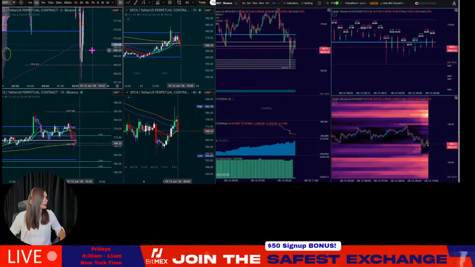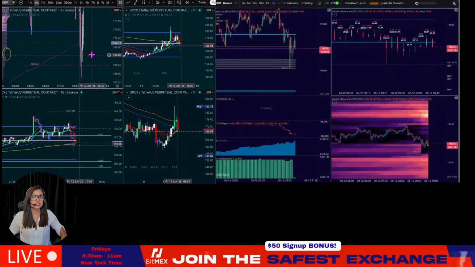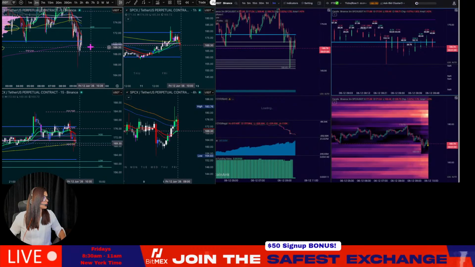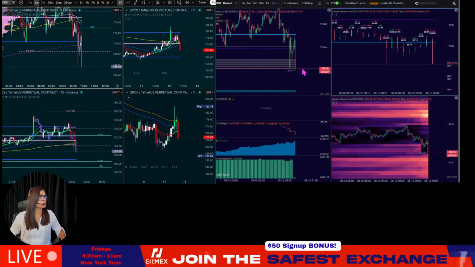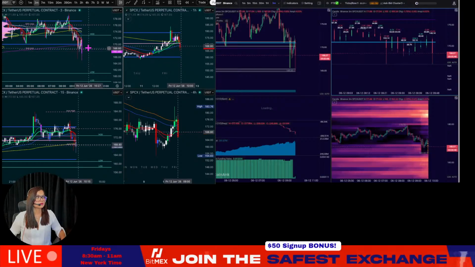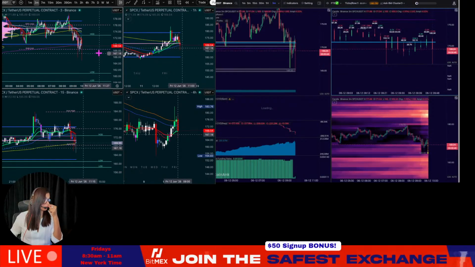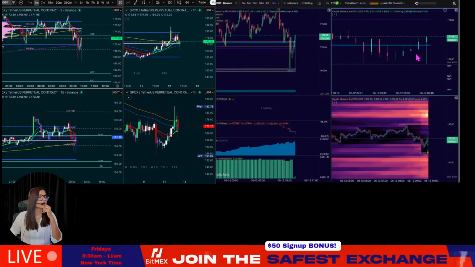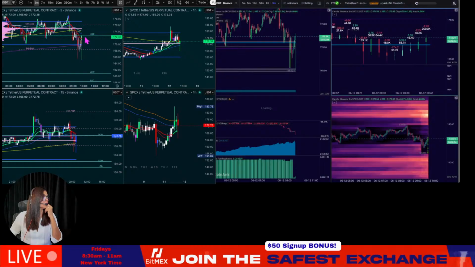Trying to make it bigger. Okay, you see that here? You see that little node here? That's a naked node, and it is acting as support. So which one will it take out? This one or this one? Let's see. Well, there we go. Damn. All right, that was the liquidity sweep that was needed. And there we go.